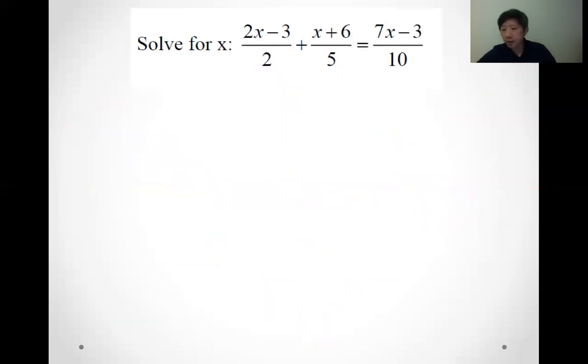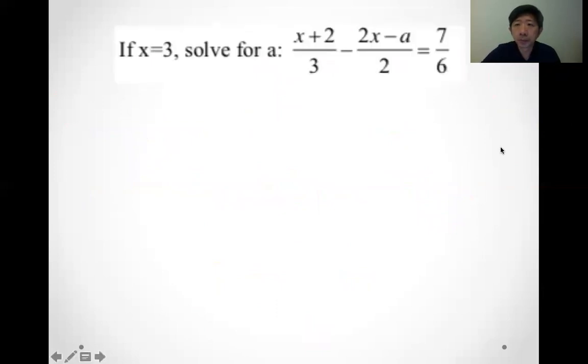Okay, next problem. All right, if x equals 3, solve for a. So here, another type of problem we have to find, okay, solve for a.